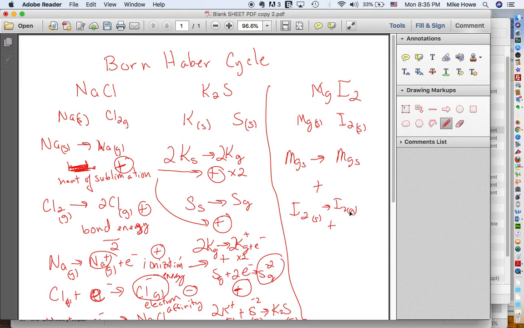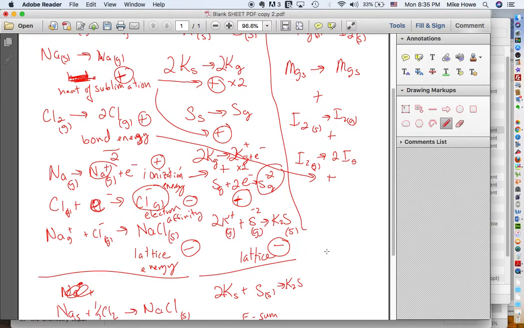Then the iodine that's now a gas has to be broken apart. So the I2 has to turn into 2 I's. And that is called the bond energy, and that's also positive. So that's this energy right here. Then we have to lose the electrons from the magnesium. So magnesium is going to turn into magnesium with a +2 charge, and 2 electrons are going to be lost. And that's because magnesium has 2 valence electrons, and so it will tend to lose them both.